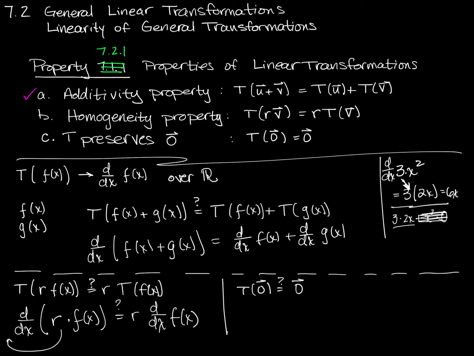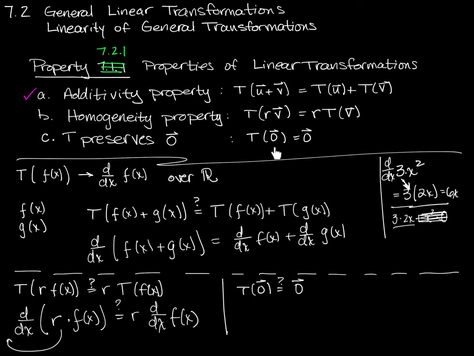Well, I'll go back up to this generic version here. I'm plugging in the 0 vector in the vector space of functions, right? What I'm plugging into my transformation is a function. I can take any algebraic function and plug it in here and transform it by taking its derivative.